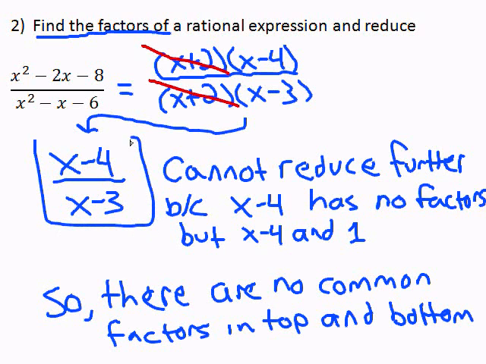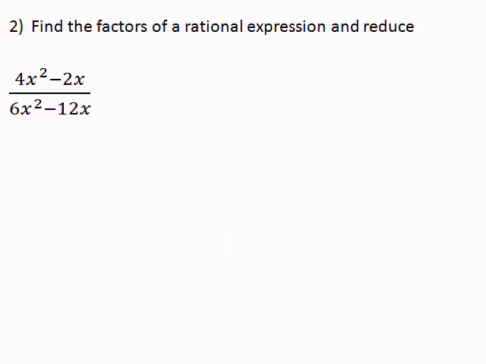So x minus 4 over x minus 3 is our final answer. Okay, we're on to a second example. Please see if you can find the factors of the numerator and the denominator, then cancel out the like factors.